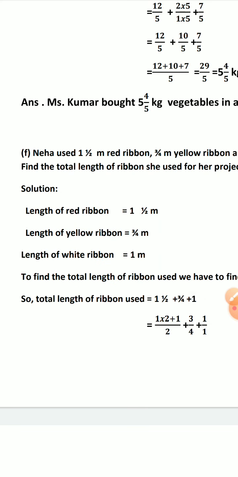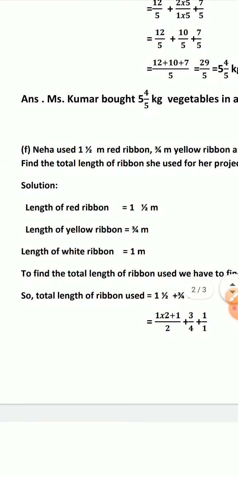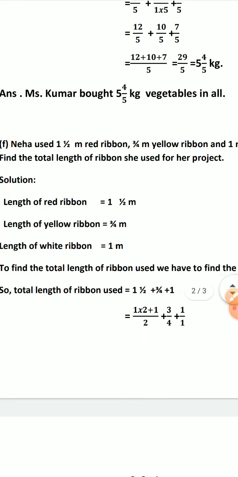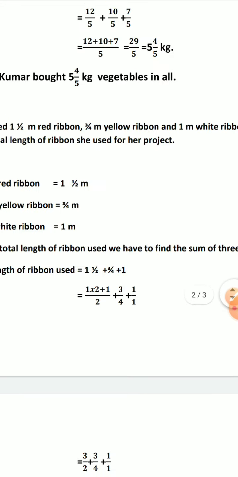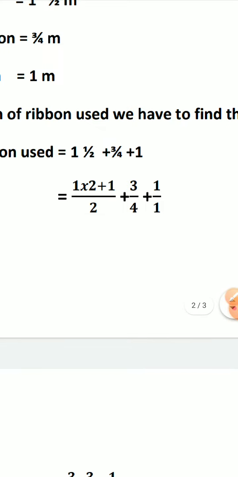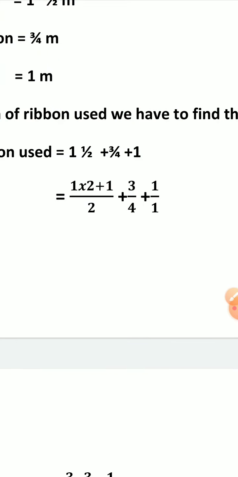So just write down length of red ribbon, length of yellow ribbon and length of white ribbon respectively. You write down the numbers for that. Red is 1 by 2, yellow is 3 by 4 and white is 1. This is all in meter. So to find the total we have to find the sum. Now let's see how we sum. 1 by 2 plus 3 by 4 plus 1.